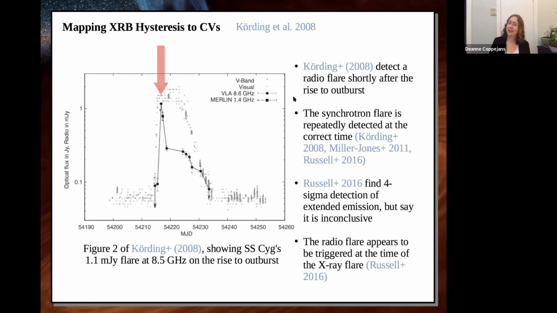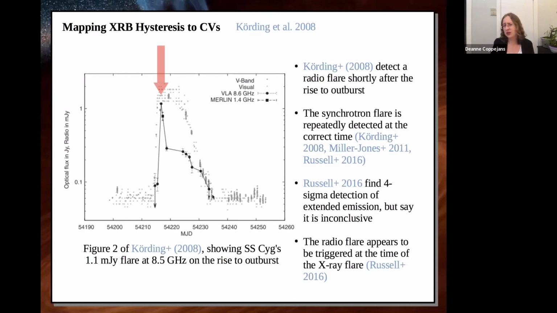And sure enough, when they looked at SS Cygni at radio wavelengths, this is what they detected. So here in gray is an optical outburst of SS Cygni, and the black points show this clear radio flare and the transition to the soft state, and then a drop off in the radio emission. So they detected this flare, and in follow-up observations of other outbursts, they repeatedly detected this flare at the same stage of the outburst.